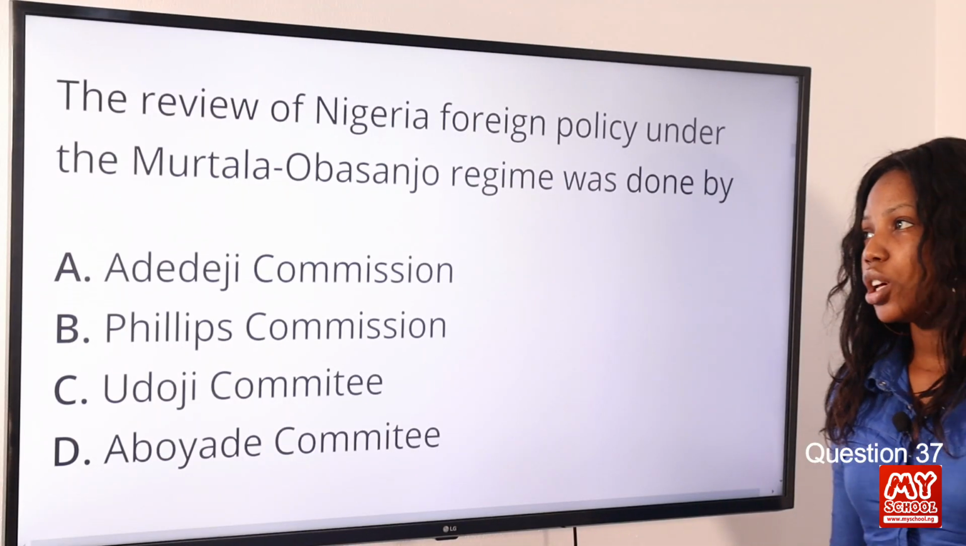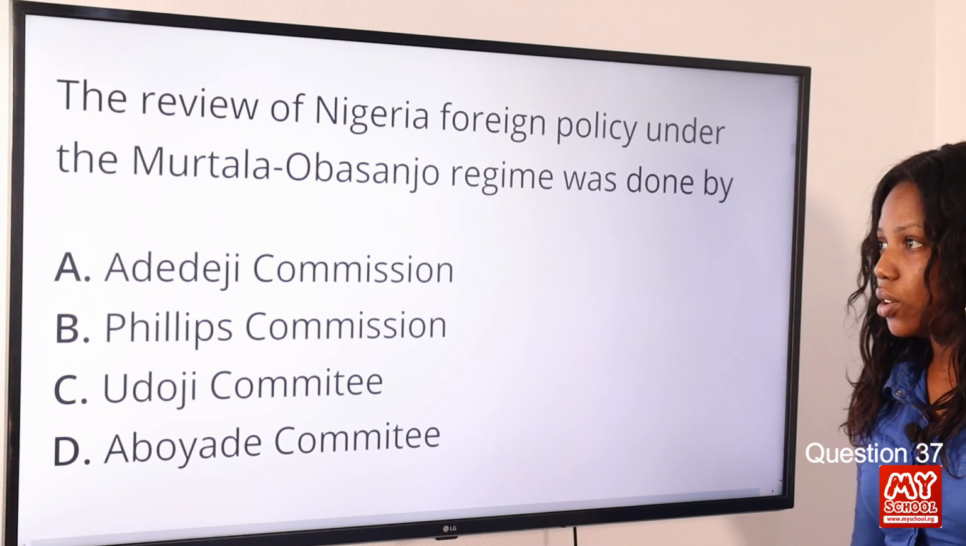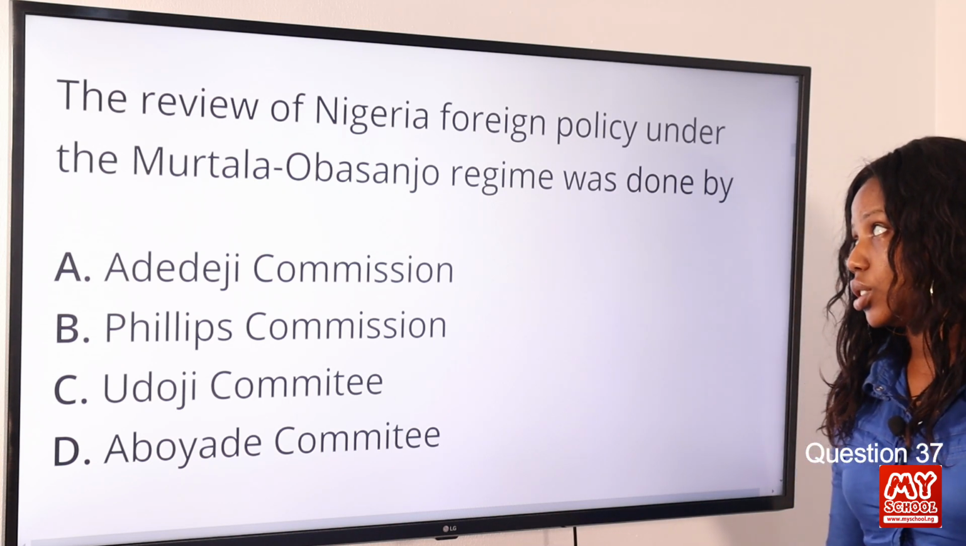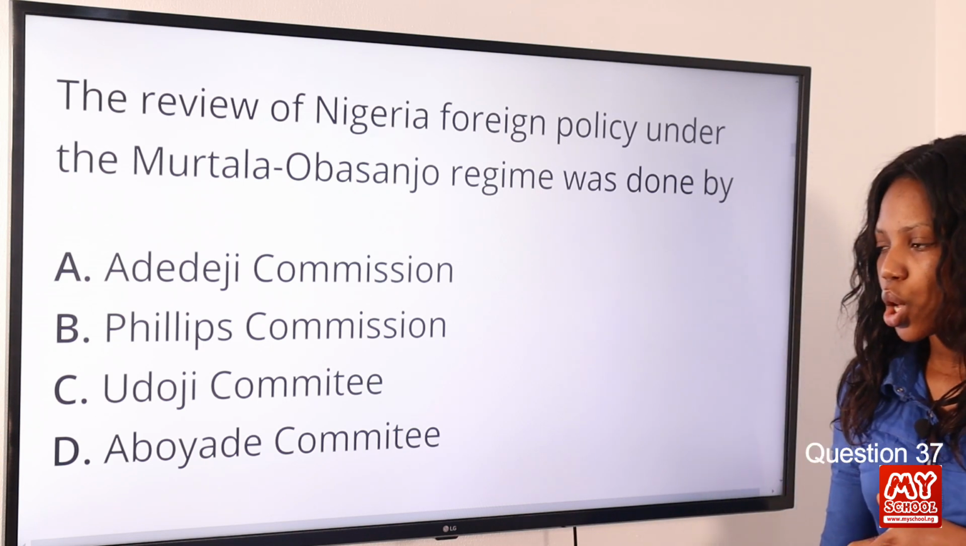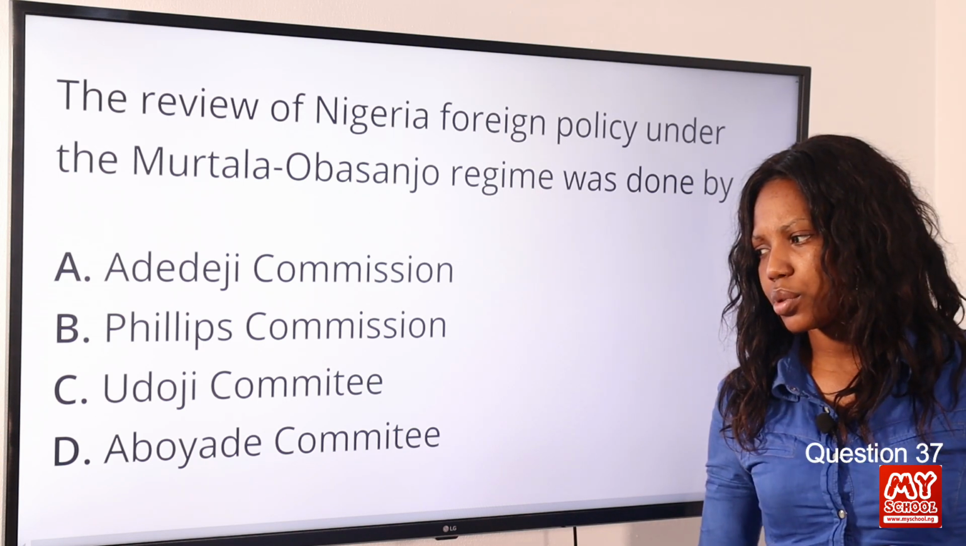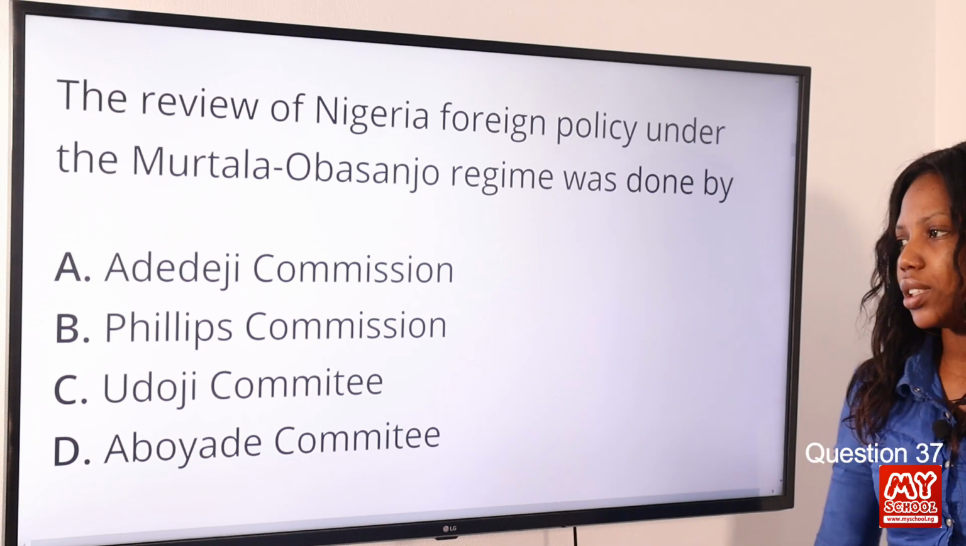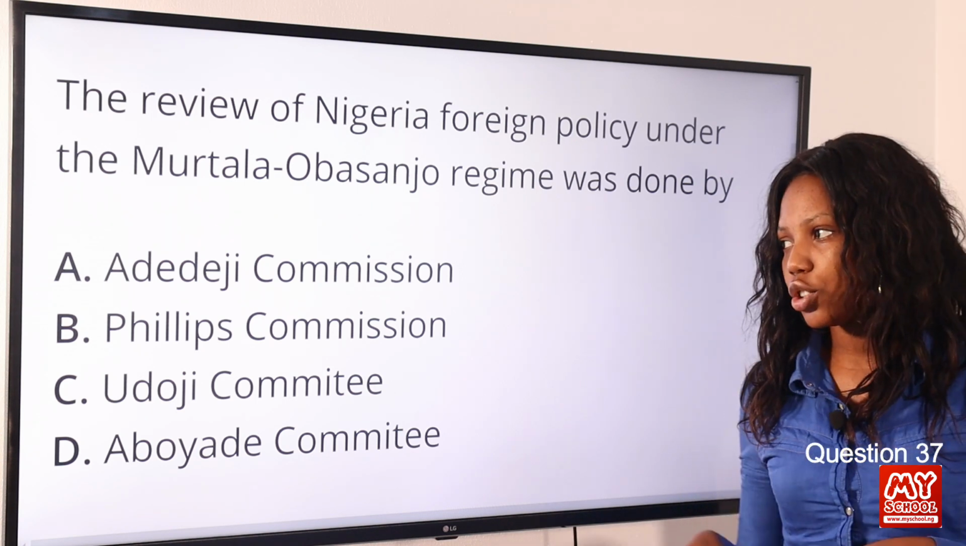Question 37. The review of Nigerian foreign policy under the Muritala Obasanjo regime was done by option A, Adedeji Commission, option B, Phillips Commission, option C, Udoji Committee, option D, Aboyade Committee. The answer to this question is Adedeji Committee.